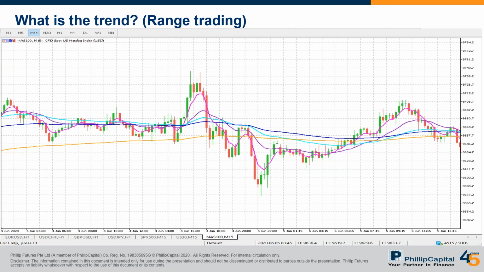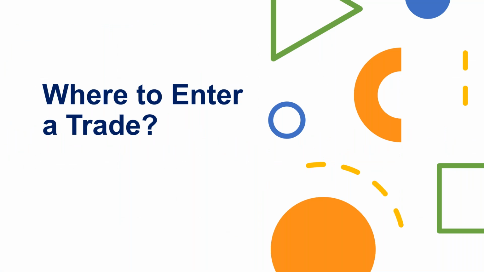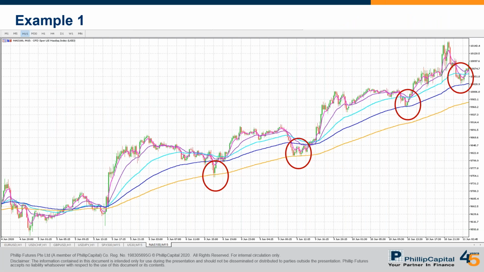I hope I'm clear. So the first step is to identify the trend. After we identify the trend, let's say it's an uptrend, what am I supposed to do? Where am I supposed to buy? Where can I enter? The next part will be about where to enter a trade.